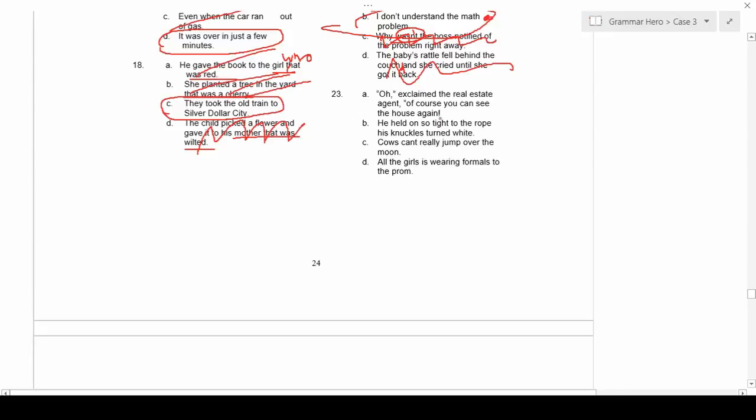"Oh," exclaimed the real estate agent. "Of course, you can see the house again." Take a look. We have quotation marks, but none here. Rule that one out. "He held on so tight to the rope his knuckles turned white." That's not a bad one, so I'm going to earmark it. "Cows can't." Need an apostrophe in can't. So we can rule this one out. "All the girls is wearing." Subject doesn't match the verb. All the girls are wearing, so we're going to go with B in that case.